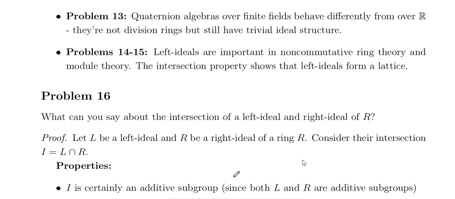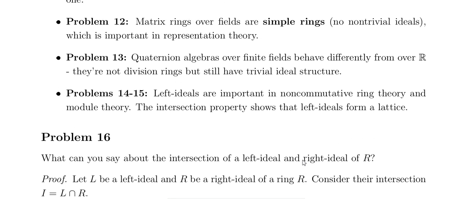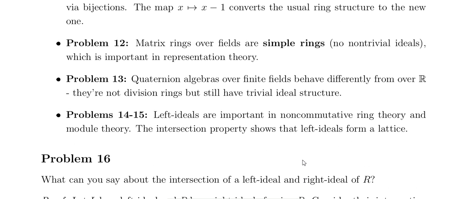So the matrix ring is called a simple ring here. Matrix rings over a field are simple rings, that is, they have no non-trivial ideals. This is the example.